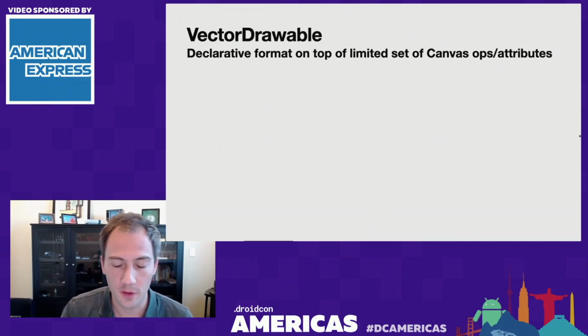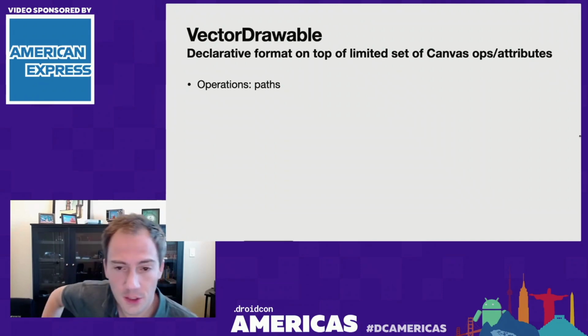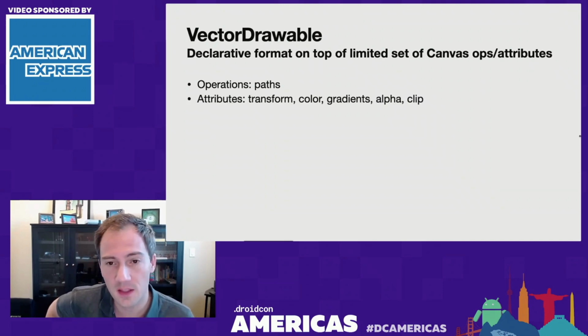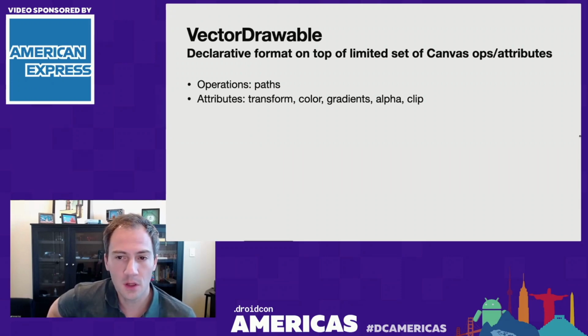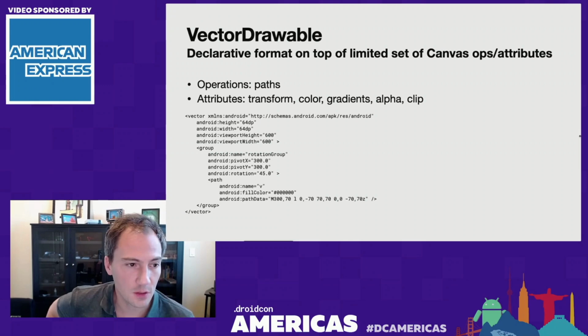So an example of vector format is vector drawable. If you peek inside, you will see a lot of XML. So you're going to see rotations, and you're going to see path tags, different attributes. And what we do at runtime is that we load all that information and we just interpret it as a bunch of canvas commands.